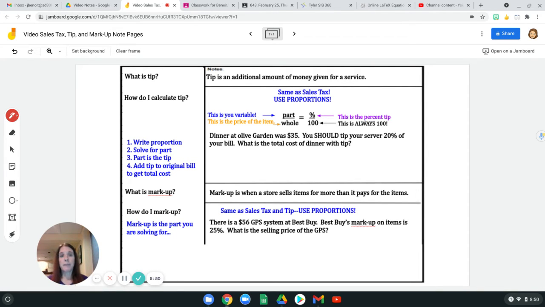Your parents will look at the bill and they'll add an extra amount on for the waiter or waitress that served you. Okay, so how do I calculate tip? It's the same as sales tax. We're going to use proportions.